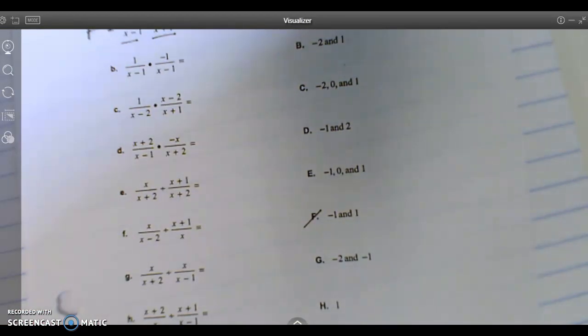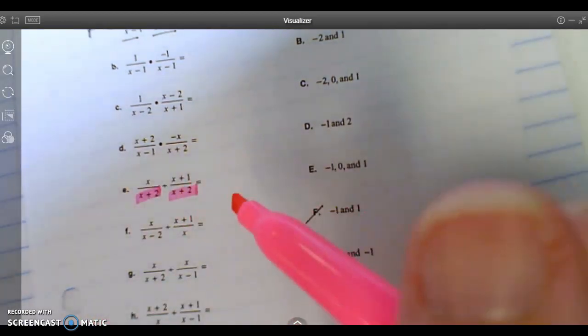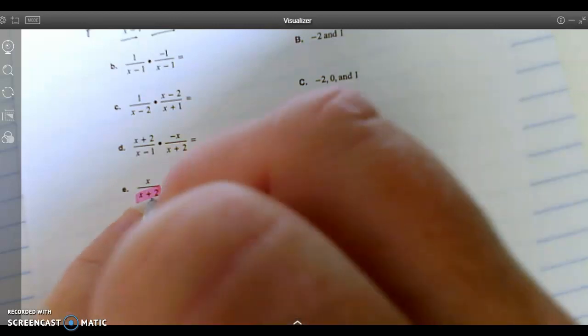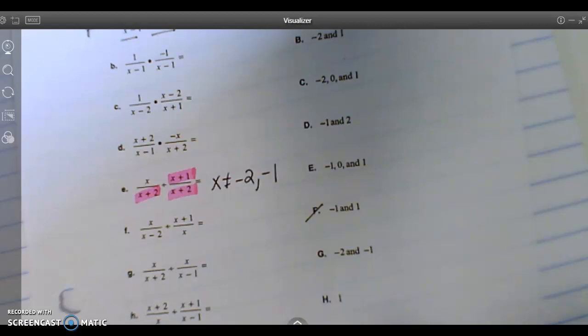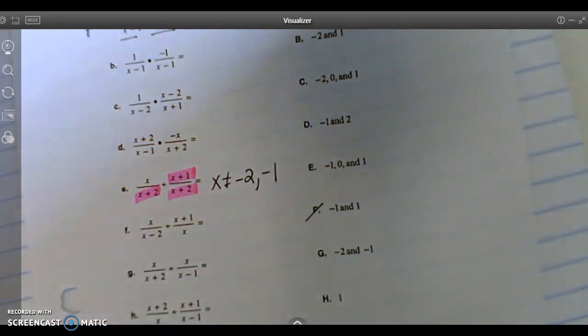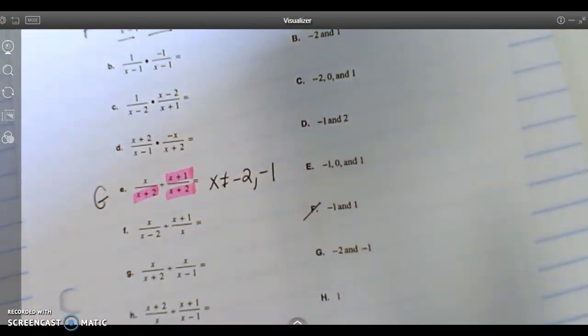If I'm going to do E, on E I have to look at where the bottom is 0, but I also have to look at the top of the second one because I'm dividing all of that. So I'm looking at all three of those pieces and I'm figuring out what x can't be. So x can't be negative 2 or negative 1. It just so happens that both of the bottoms are 2, but that's okay. So negative 2 and 1, that is G.